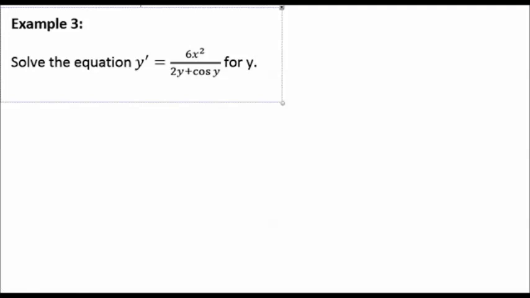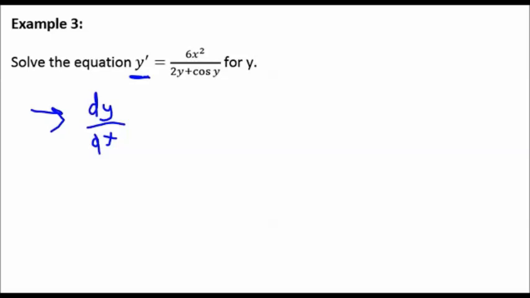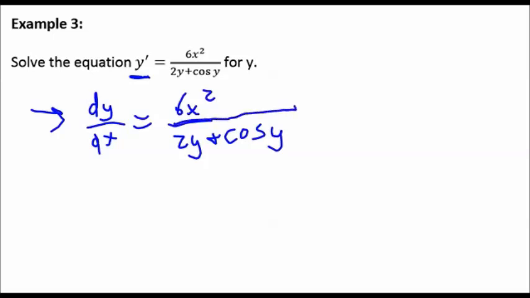Third example, and this one starts to look a little bit more exciting, so let's get right into it. Right away, the first challenge I'm trying to show you is that this is going to say y squared. It's going to be a little easier if we start out by rewriting this as dy/dx. Otherwise, it's not going to be obvious to us that it's separable. Now, y prime just means the derivative, and dy/dx means derivative. So that's why that's going to be all right. Now let's rewrite the right side: 6x squared over 2y plus cosine y.